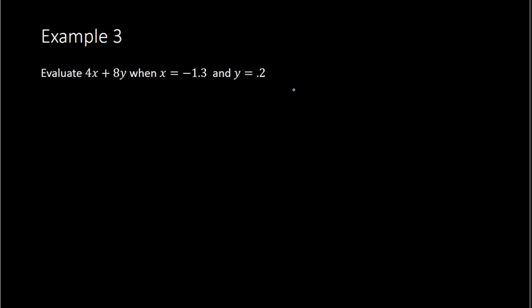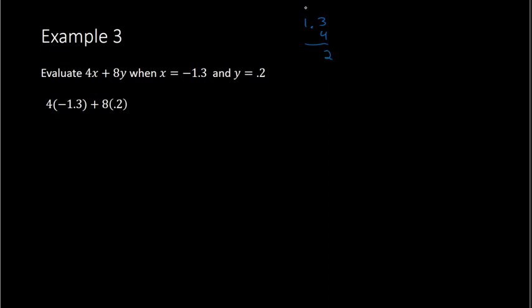Example 3. I have 4x plus 8y, and you are told to evaluate when x is equal to -1.3 and y is equal to 0.2. So all I do is plug in those numbers in place of the variables. Instead of 4 times x, we have 4 times -1.3, and instead of 8 times y, we have 8 times 0.2. So I can multiply -1.3 times 4, and to do that, I just do 1.3 times 4.